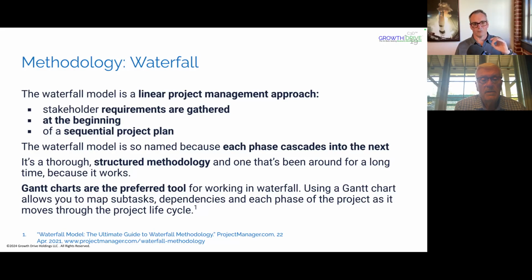We're talking about building an executable strategic growth project plan. Stakeholder requirements are gathered at the beginning of a sequential project plan. Requirements are understood before we get into planning, and that can take a lot of thinking. Now, the methodology and process and execution guidance provides a lot of insights for you as you're doing this work, ladies and gentlemen. This is a great way to do it. And Gantt charts are, again, I'll reiterate, a preferred tool for working through this because you can map subtasks, especially if you're using a technology.